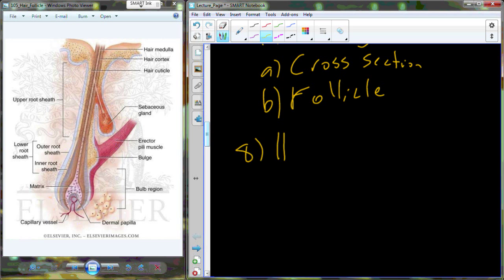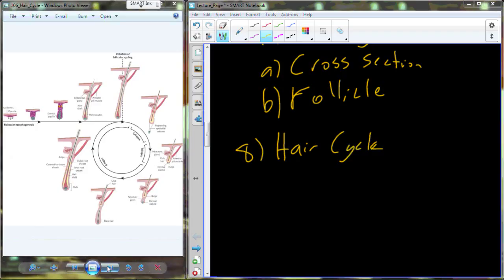All right. Do you know that hair has a cycle? And it's known as the hair cycle. And this is the description of a hair developing, growing, and then falling out to be replaced by another hair, if you're lucky. Sometimes the hair falls out and never gets replaced.